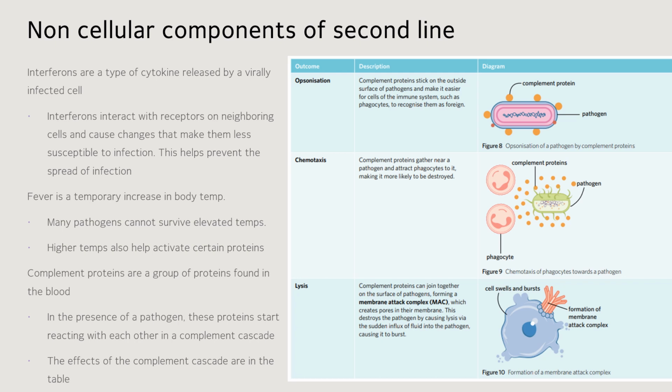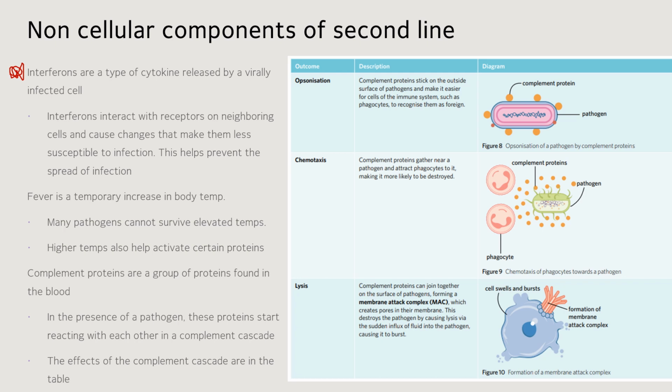We then also have a variety of non-cellular components. All of the things we've talked about so far have been cells, white blood cells. We also have a range of things that are non-cellular that also work in the second line of defense. So we have these molecules called interferons. Interferons are a type of cytokine. Remember, the cytokines are the key communication molecules that are released by a virally infected cell.